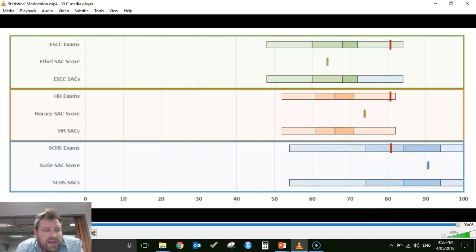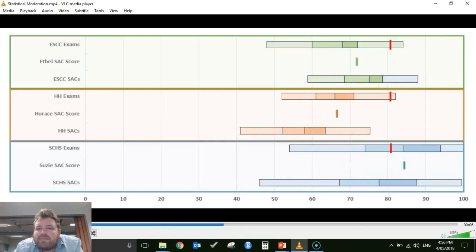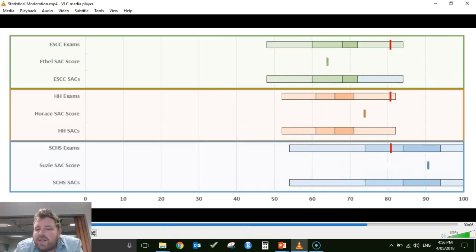If we play that again from the start, she started a little bit below the middle of her cohort, and she ends a little bit below the middle of her cohort. And her grades have been normalised back to however well her cohort did on the exam.